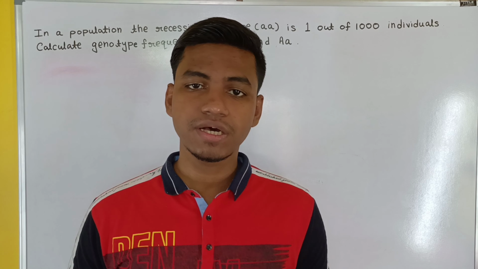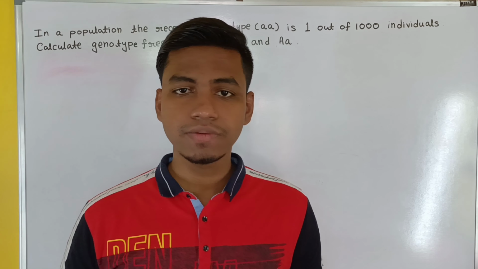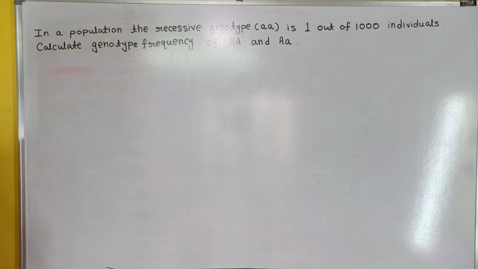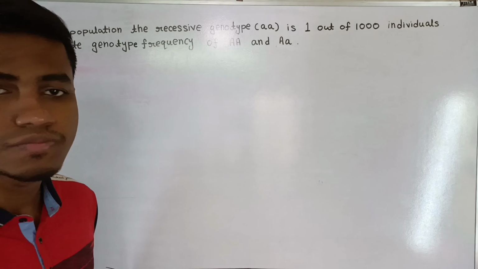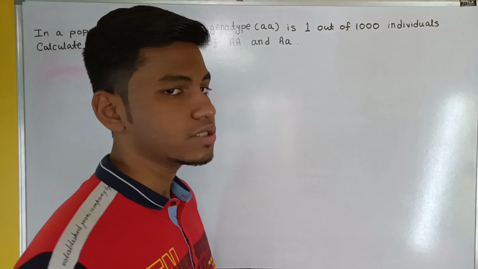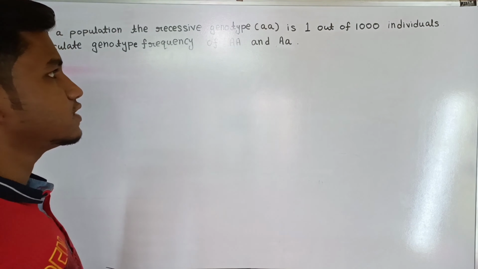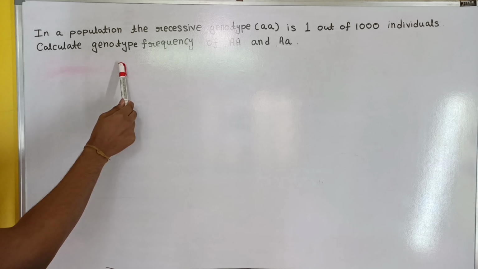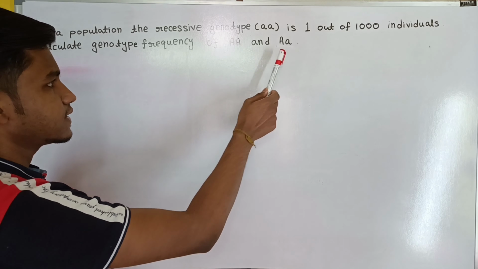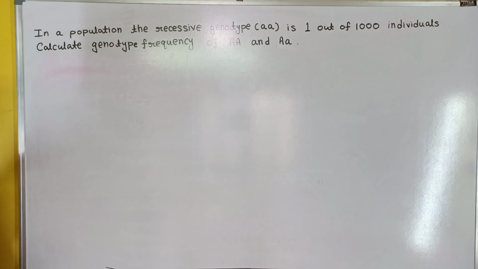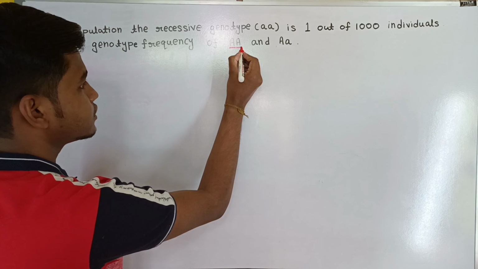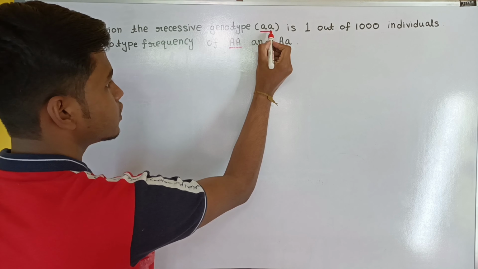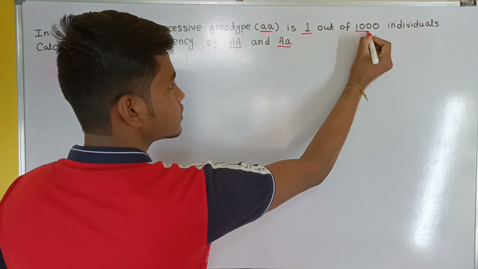In this lecture, we will discuss the Hardy-Weinberg equilibrium population genetics mathematical problems. Our first problem is: in a population, the recessive genotype a is present in 1 out of 1000 individuals. We have to calculate the genotype frequency of A and a. So basically, we have to find out the genotype frequency of A and a, and it is given that the genotype frequency of a is 1 out of 1000 individuals.